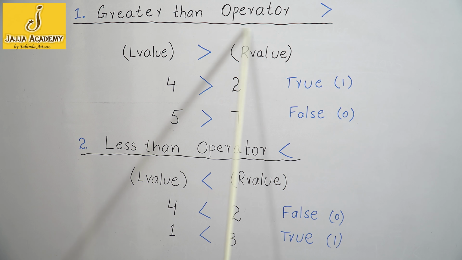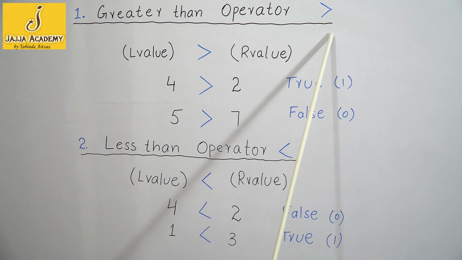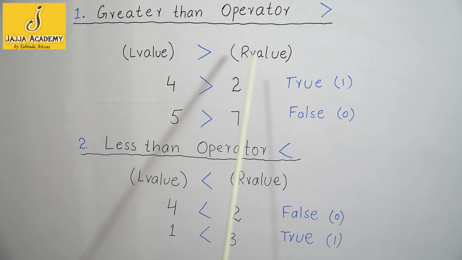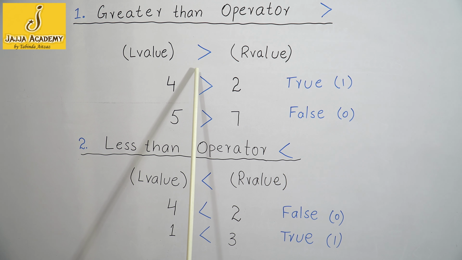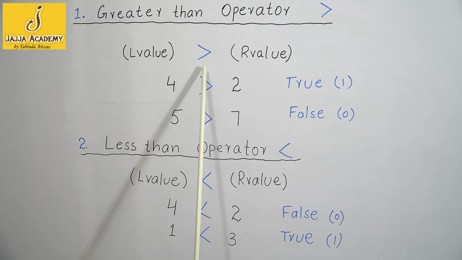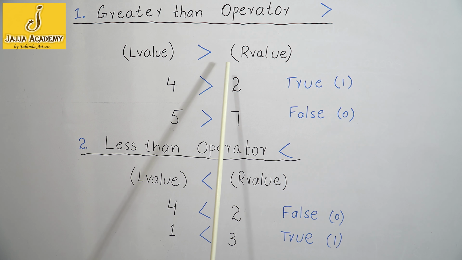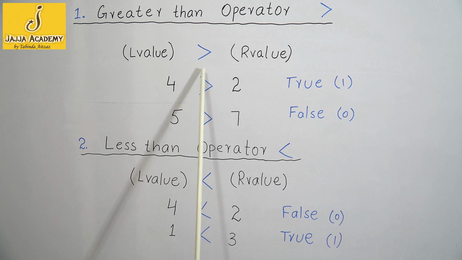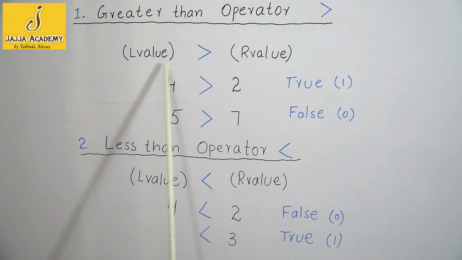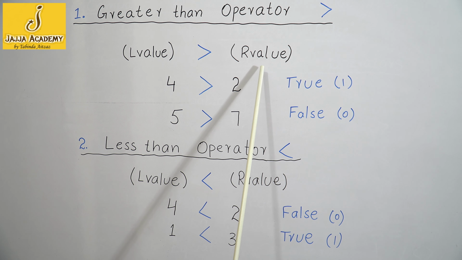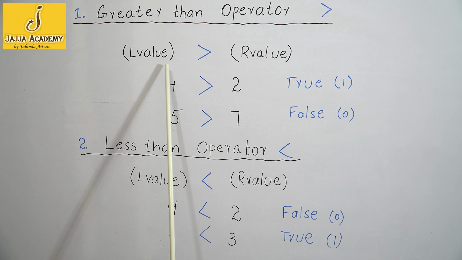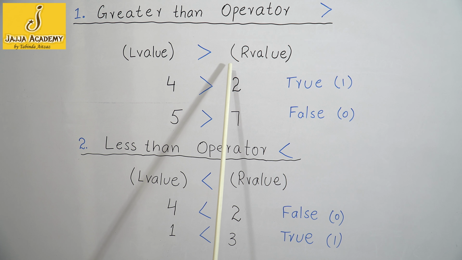The greater than operator, it is represented by this symbol. As I told you that relational operators are used to compare two values. So one value is written on the left hand side of this operator and the second value is written on the right side of this operator, greater than operator. So this is the left value and this is right value. The greater than operator returns true if the left value is greater than the right value.